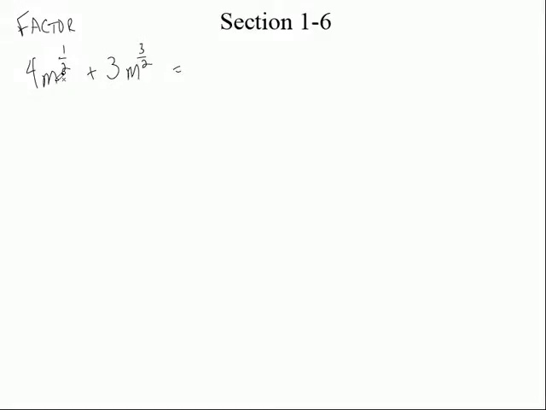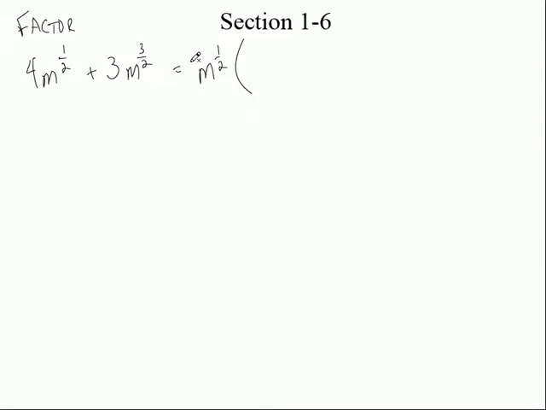What about the variables though? This is m to the 1/2. This is m to the 3/2. Which one do we pull out? Smaller one, right? Which one's the smaller one? M to the 1/2. Everybody see that? And now we put our parentheses and we take this and we divide it by this thing right here.